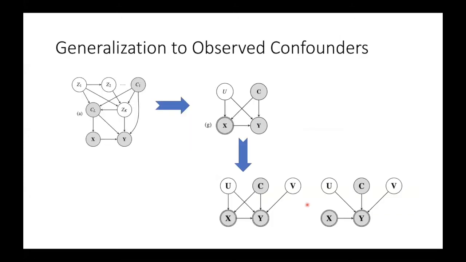Okay, there is a generalization also to having observed confounders. So this is an observed confounder. You go through a similar reduction, you get to this one, and then again, you also make this node deterministic, and then you get to this one for observational distributions and this one for interventional distributions.